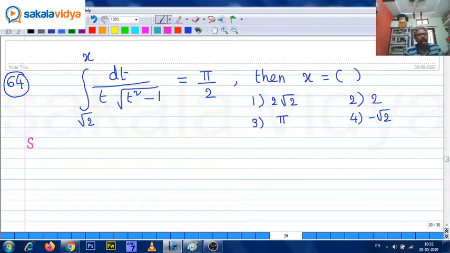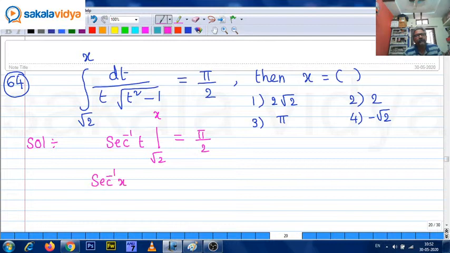Solution. The integral of 1 by t root of t square minus 1 dt is secant inverse t. Secant inverse t with limits root 2 to x equals pi by 2. We need to solve this equation now. Secant inverse x minus secant inverse root 2, upper limit minus lower limit, equal to pi by 2.